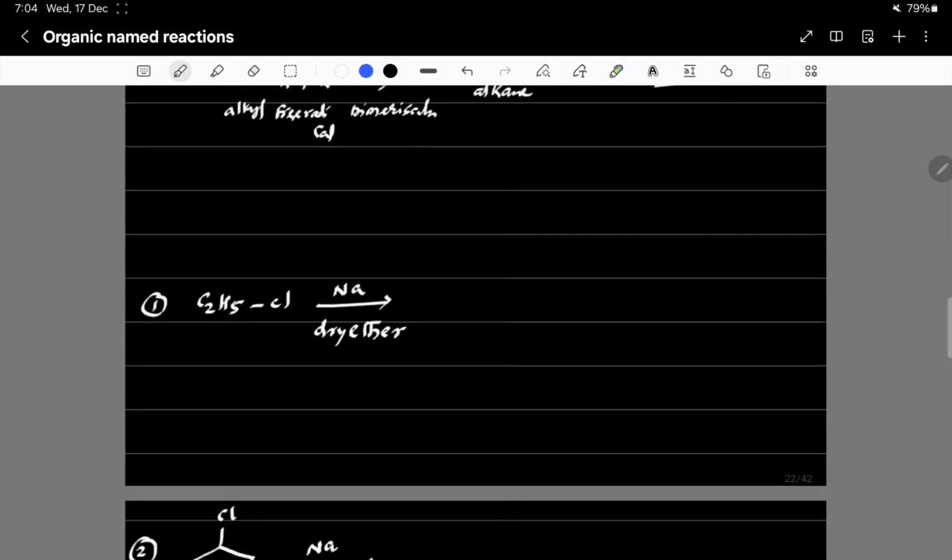Now look at some reactions, students. Ethyl chloride reacted with sodium in presence of dry ether, students. Usually we will get n-butane as the product. n-butane is the product, right?